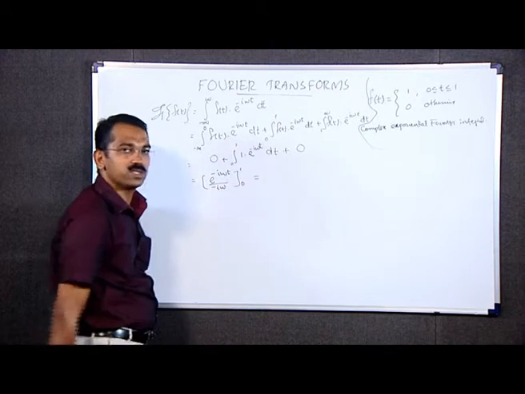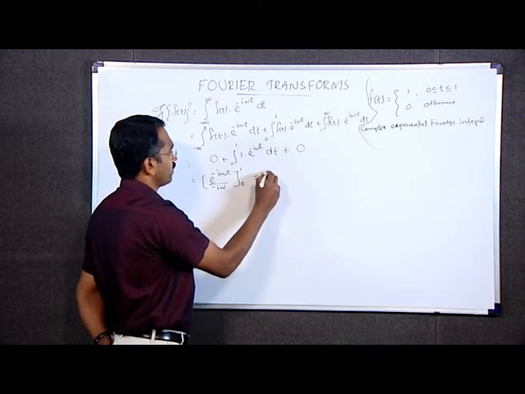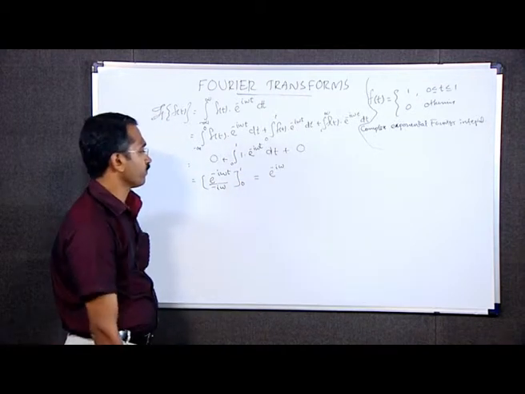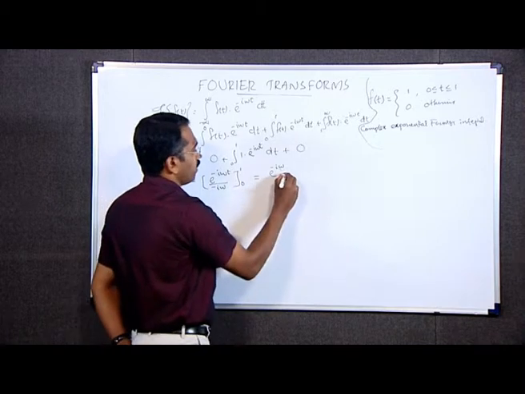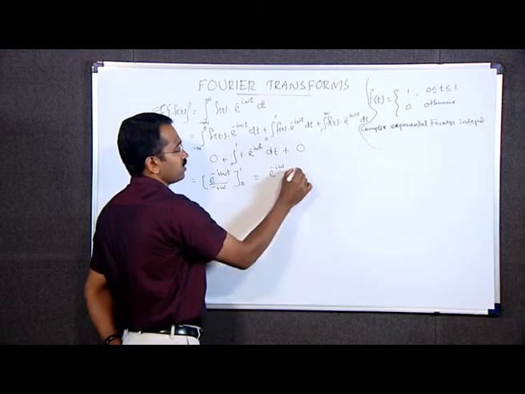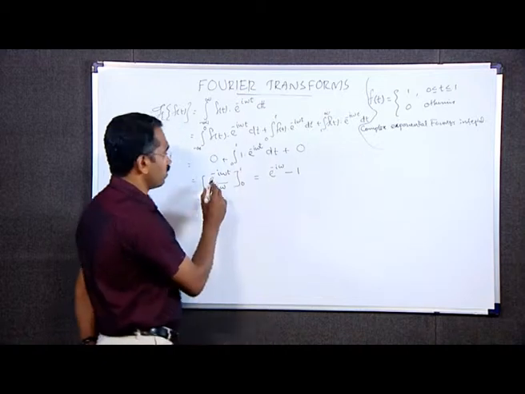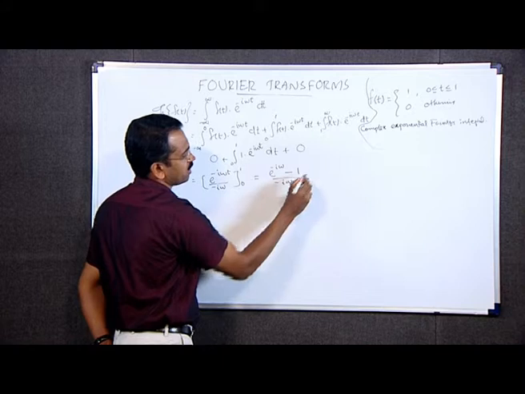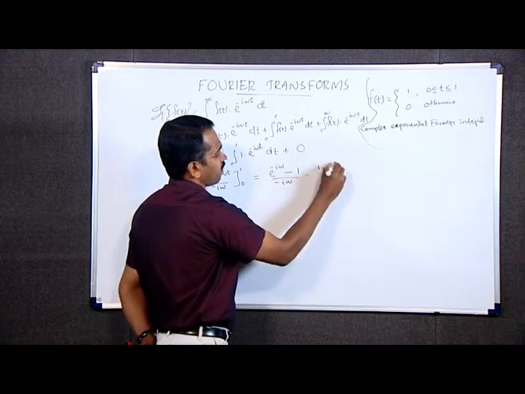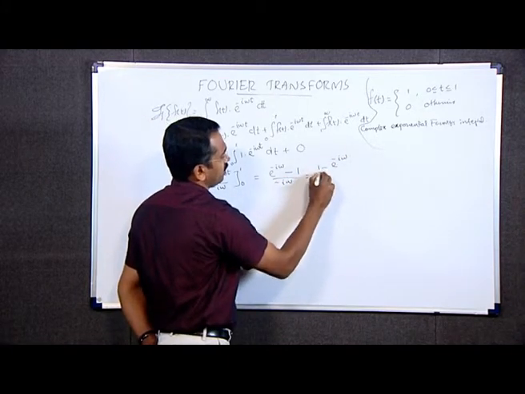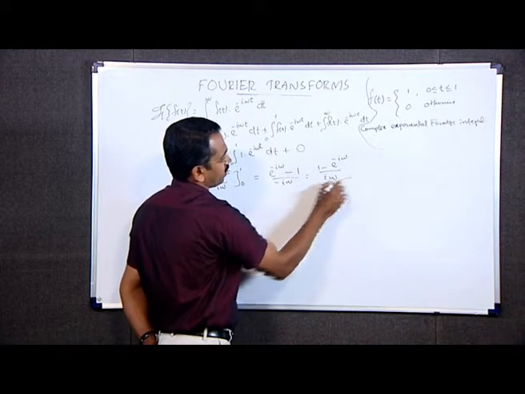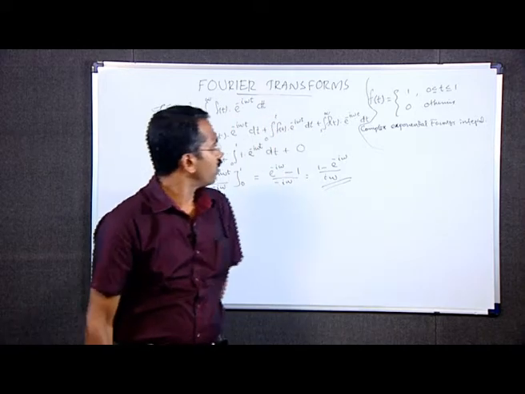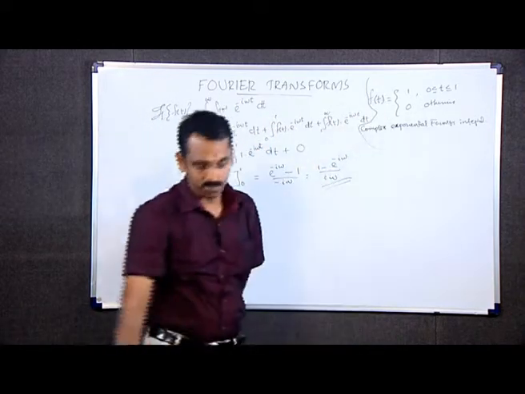That is, when t equals 1 we get e raised to minus i omega, minus, when t equals 0, e raised to 0 means 1, divided by minus i omega. That is equal to 1 minus e raised to minus i omega divided by i omega. This is the required Fourier transform of the given function.